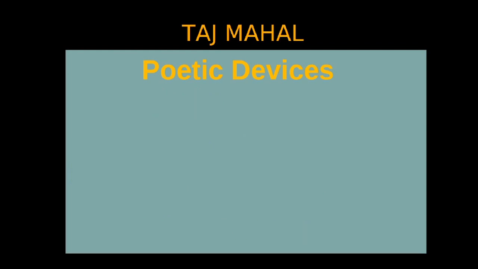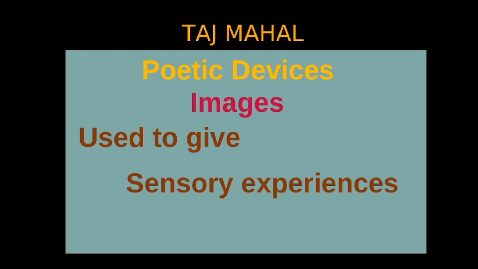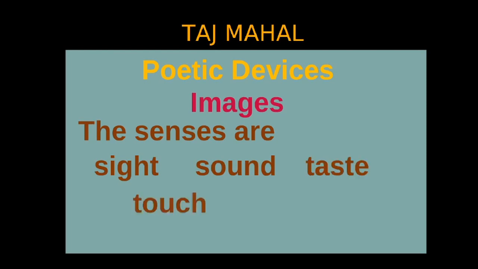The next one is images. It is used to give sensory experiences. So which are the 5 senses we have? The senses are sight, sound, taste, touch, and smell. We have 5 senses. And the images are based on these senses.